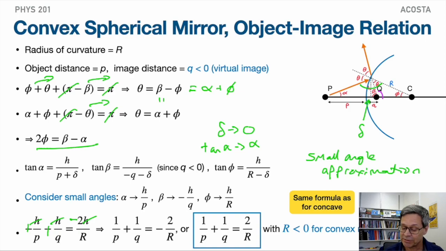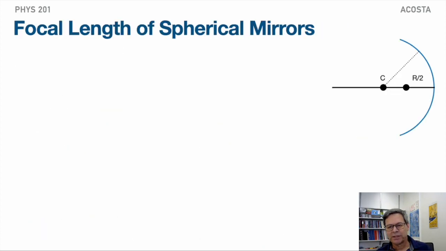But in the case using a small angle approximation, we'll treat separately in lecture what to do when we can't assume small angles. One final thing to talk about is this 2 over r on the right side. So let's quickly talk about that before ending this lecture. And that is the focal length of spherical mirrors.